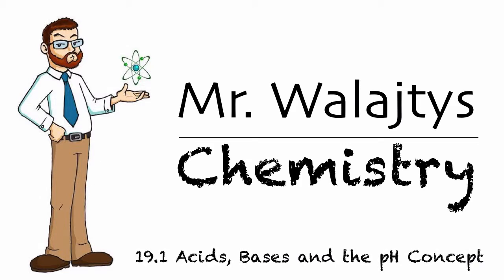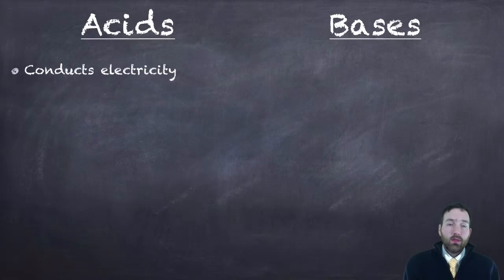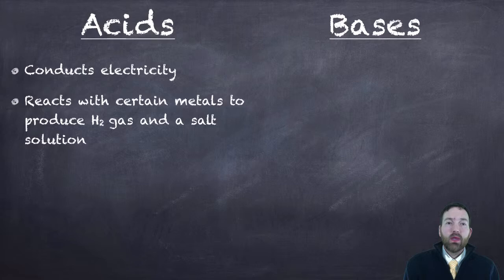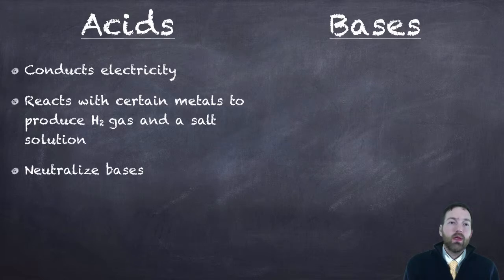Chapter 19 is all about acids, bases, and salts, and section 1 is about acids, bases, and the concept of pH. So first let's just talk about some basic properties of acids and bases. Acids conduct electricity, which means they are electrolytes. They also react with metals to produce hydrogen gas and a salt solution. Acids neutralize bases. We'll be talking more about neutralization reactions later in this chapter.